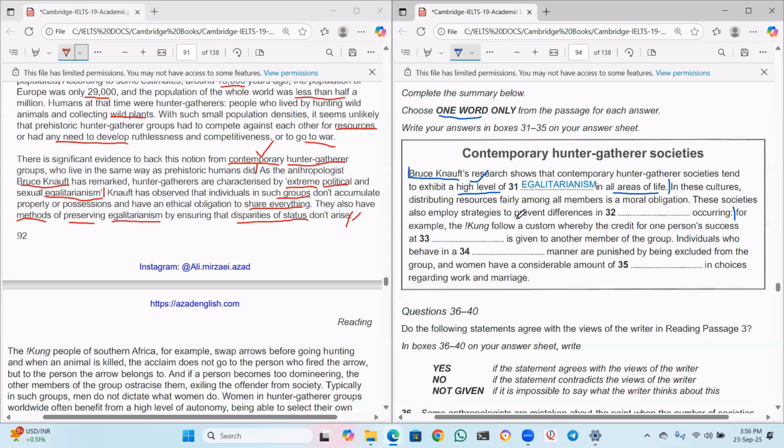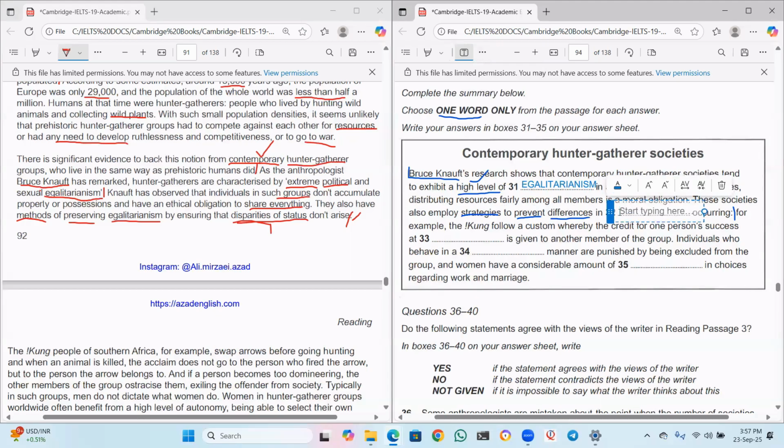Preserve means preventing differences. Okay. Differences means what is the keyword for differences here? Synonym. Differences mean disparities. Okay. These two are the keywords. Okay. Methods of preserving. Methods means strategies. Strategies to prevent differences in what? Disparities of status. Yes, that is the right answer. I hope you have guessed it right.